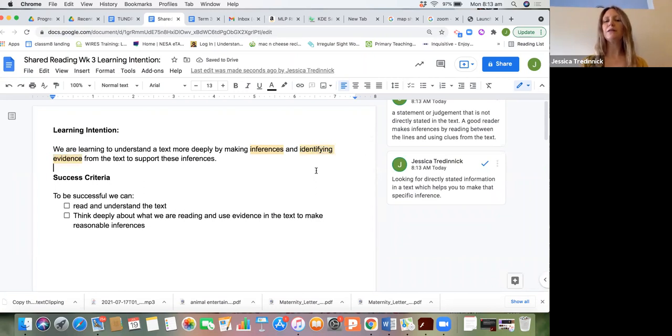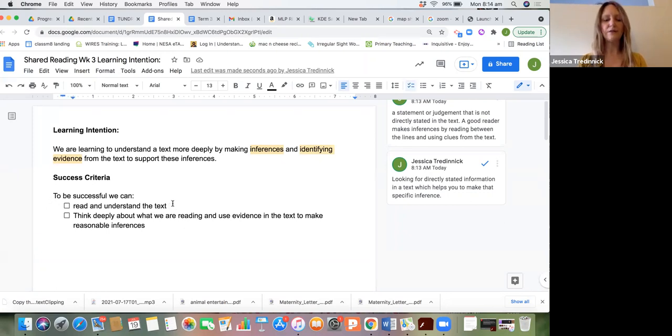Okay, so when you're identifying evidence, evidence is the actual sentence or statement that's actually written in the text that will help you make that inference. The inference is what's not stated in the text, and I will show you more clearly through our shared reading lessons this week. And our success criteria is to be successful, we can read and understand the text, which is our lesson today, purely unpacking what this text is.